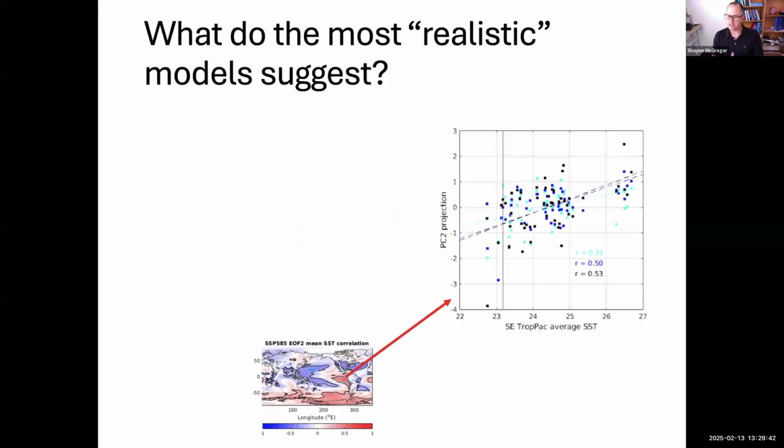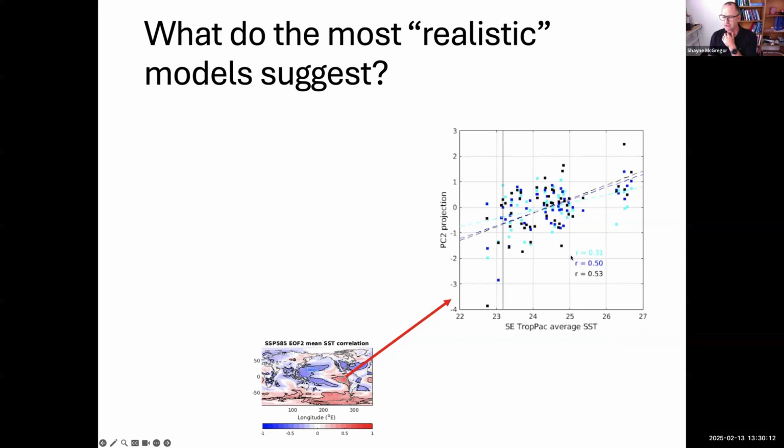So this is the region for the southeastern tropical Pacific. Here we have the total surface temperature on the x-axis. The vertical black line is the observed temperature in this region. The observed temperature is basically the lowest model temperature, and a lot of the models are much warmer than they should be in the southeastern Pacific. And the y-axis is the PC2 projection, so this is the projected change that we're expecting.